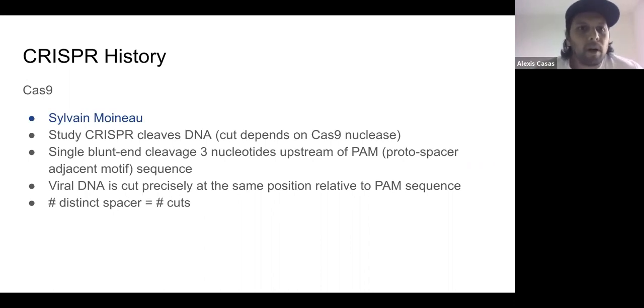And so what Moineau found was that viral DNA is cut precisely at the same position relative to the PAM sequence. And he also found out that when you have a number of distinct spacers, it equals a number of distinct cuts. Next slide.